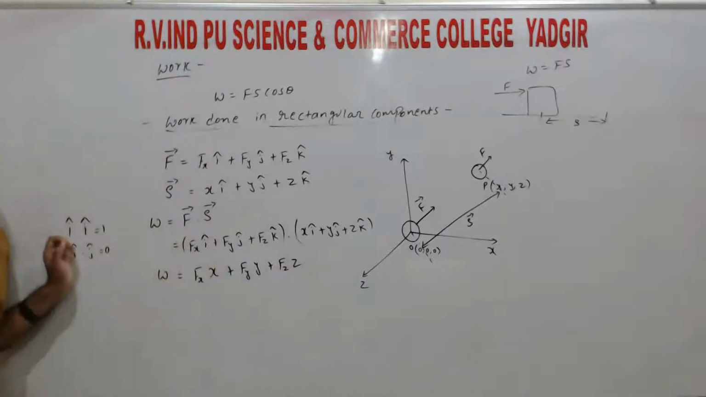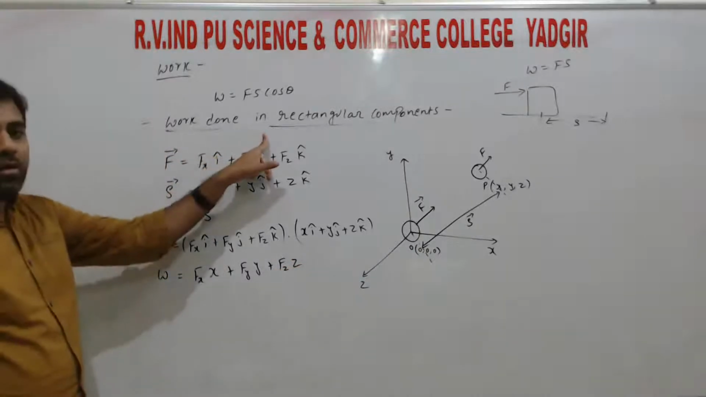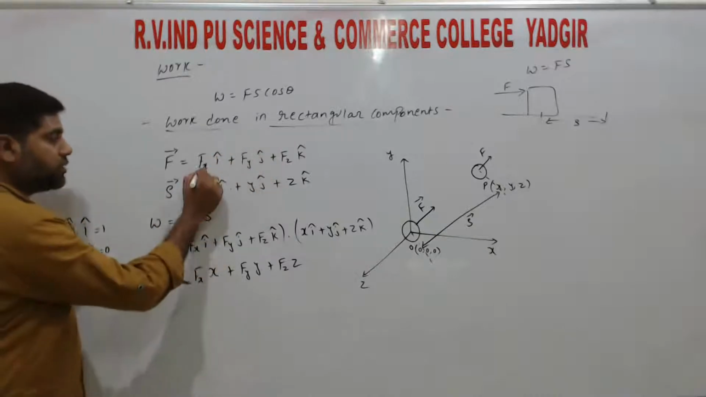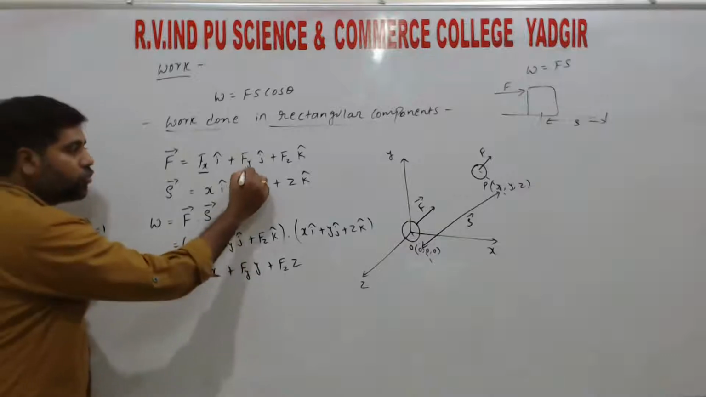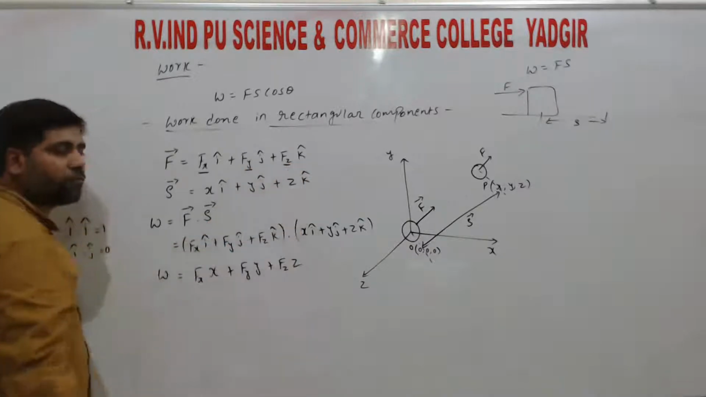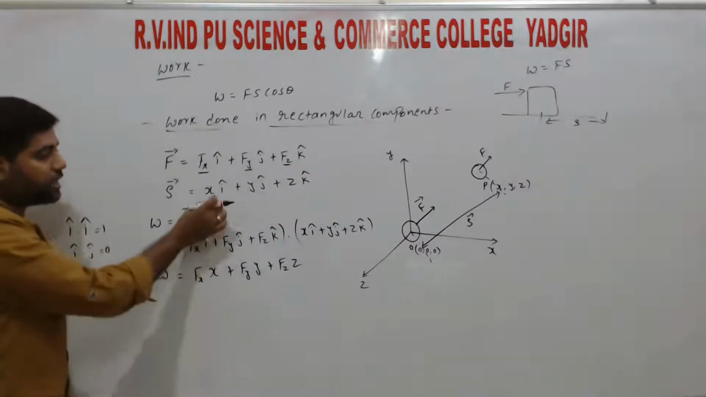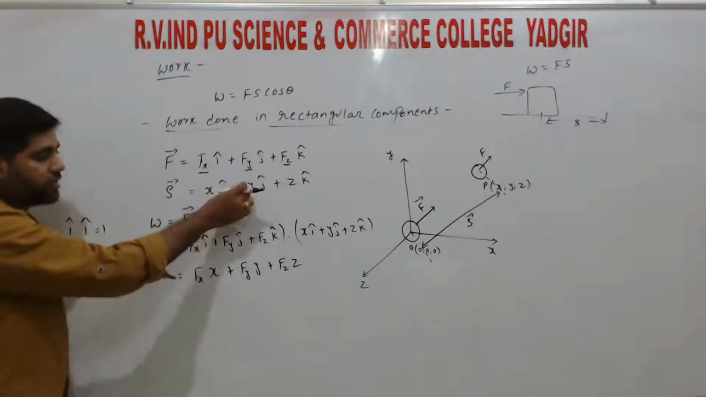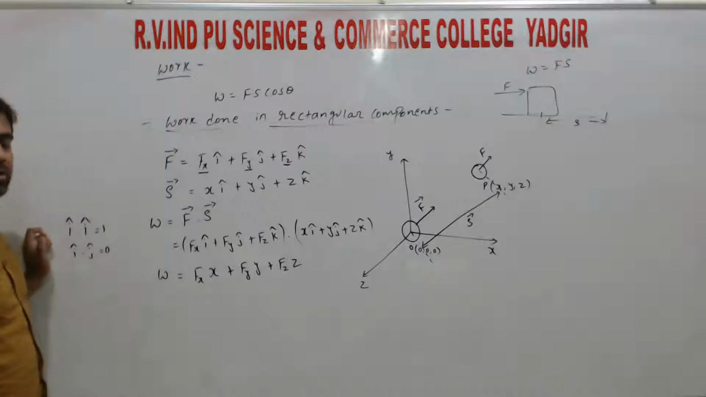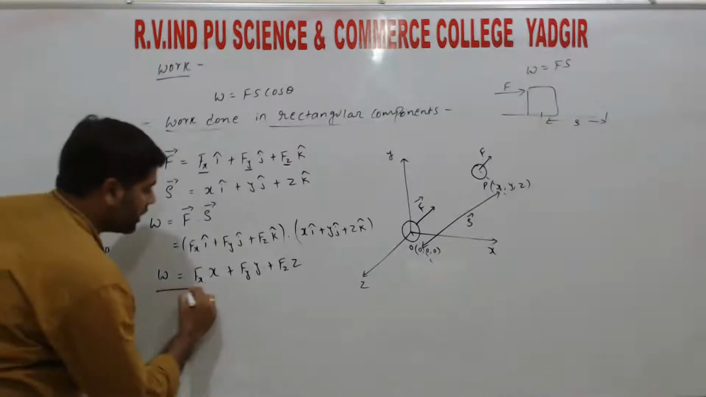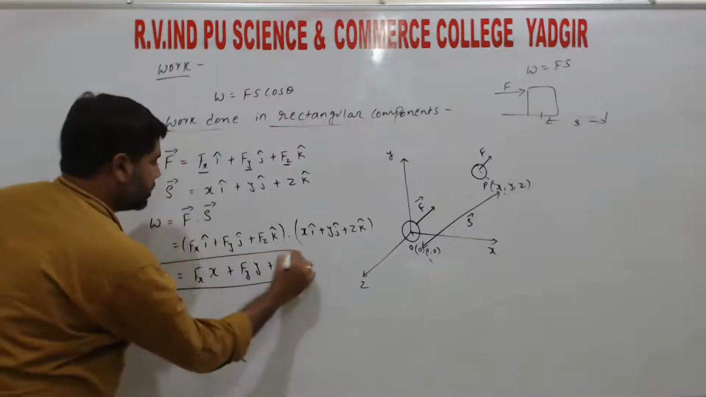This is the work done in rectangular components, where Fx is the force applied along the x-axis, Fy is the force along the y-axis, and Fz is the force along the z-axis. And x is the displacement along the x-axis, y is the displacement along the y-axis, and z is the displacement along the z-axis. So this is the work done in the rectangular coordinate system.